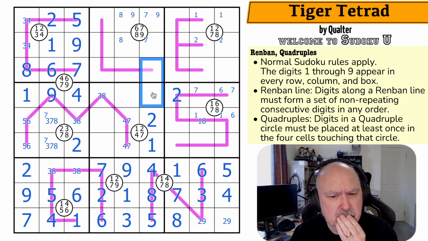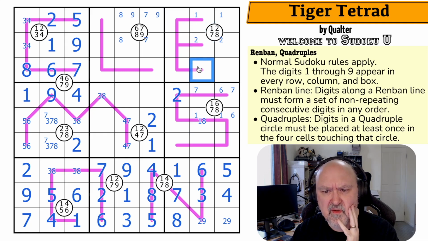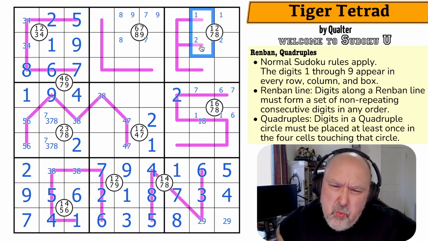I think I do have to look at this. If these are 1, 2, these are 7, 8. And then those would be 7, 8. And I'm not seeing a problem with that. If 1, 2, 3, 4, 2, 3, 4, 5, 6, 7, I could put 2, 7 here. So it's not quite as easy.